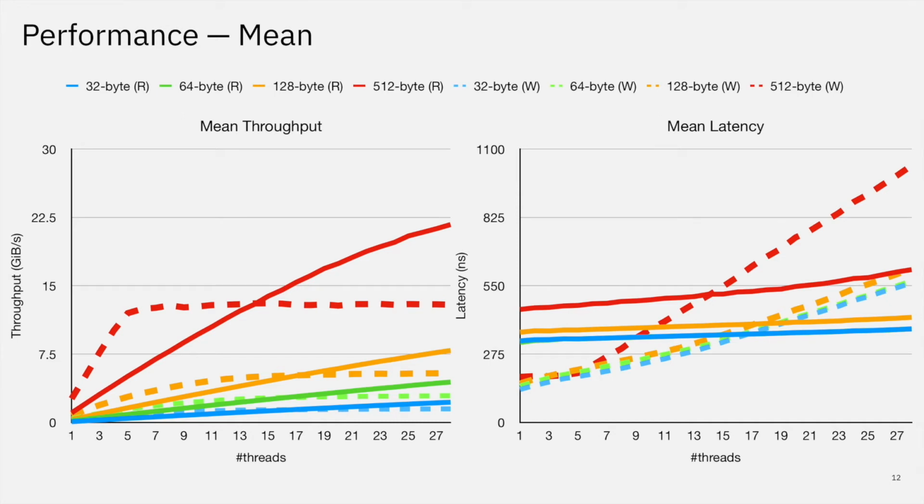Second, we also perform experiments with different data sizes from 32 bytes to 512 bytes. We can see that similarly, Optane PM suffers from scaling problems with increased concurrent accesses. We also see that larger data sizes show a better write performance, while the smaller reads are faster.